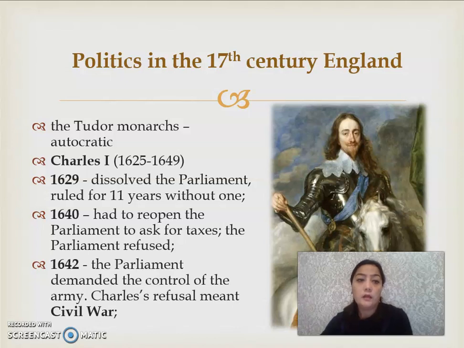During that time, the Tudor monarchs reigned the country, and Charles I reigned from 1625 up to 1649. In 1629, he dissolved the parliament and ruled without it for 11 years. But in 1640, he had to reopen the parliament to ask for taxes, but the parliament refused to grant them. In 1642, the parliament demanded control of the army. This time, Charles refused, and as a result, civil war began.